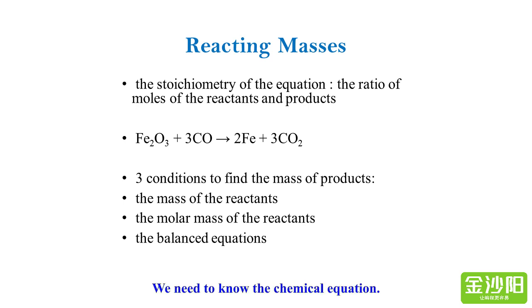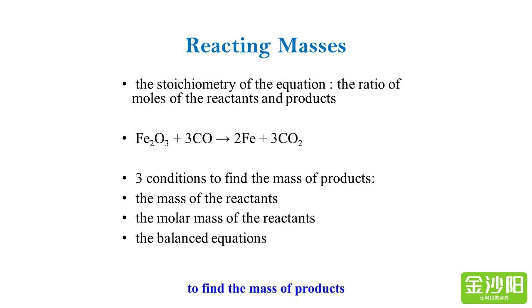To calculate this, we need to know the chemical equation. This shows us the ratio of moles of the reactants and products, the stoichiometry of the equation. The balanced equation shows this stoichiometry. Take this reaction as an example. 1 mole of iron oxide reacts with 3 moles of carbon monoxide to form 2 moles of iron and 3 moles of carbon dioxide. The stoichiometry of the equation is 1/3/2/3. The large numbers that are included in the equation are called stoichiometric numbers, such as 3, 2, and 3.